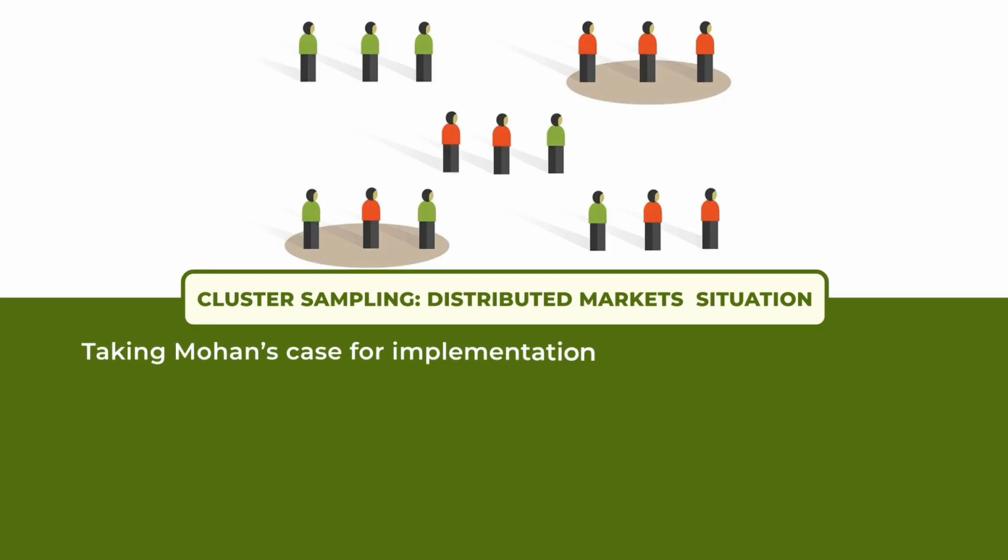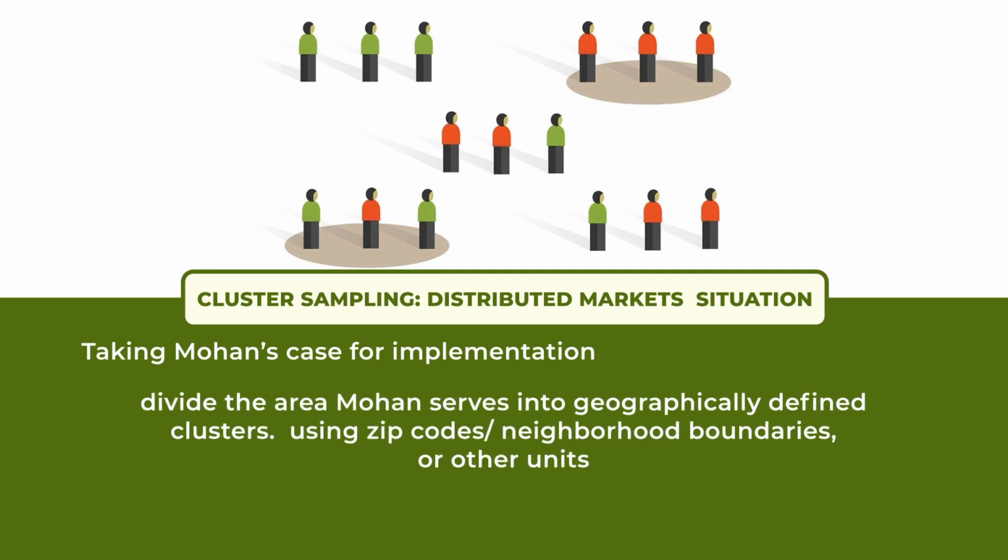Let's say the whole city has been divided into 500 or 200 clusters. Now, out of this 200, you then randomly choose clusters so that they can represent the entire population. So, clusters are first identified, and then you select randomly some clusters which you can then investigate deeper. So, if you are looking at Mohan's case for implementation, we divide the area Mohan serves into different geographical clusters, either by using neighborhood boundaries or pin codes or so on.